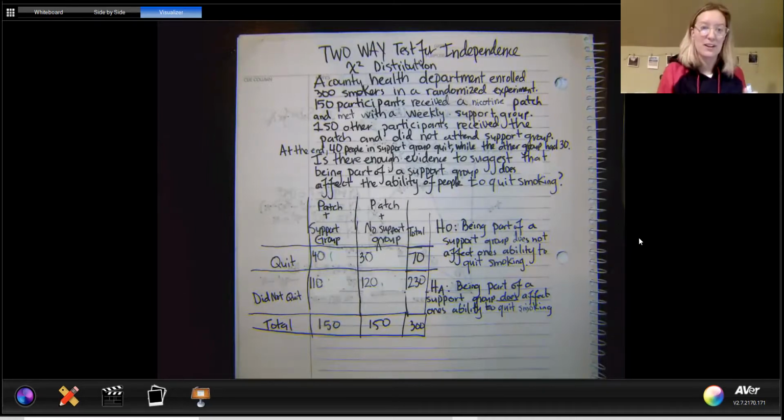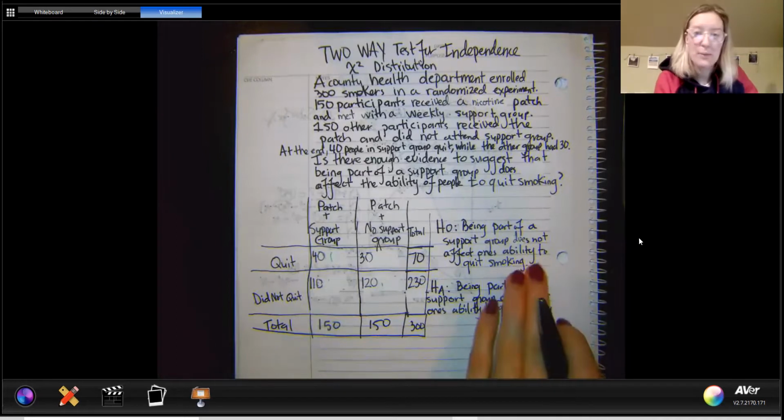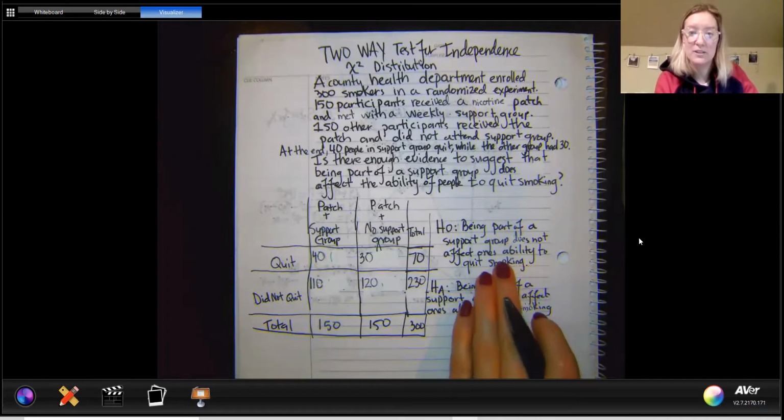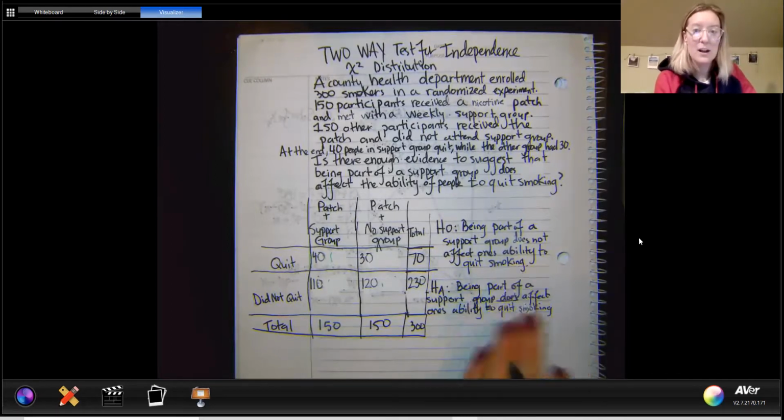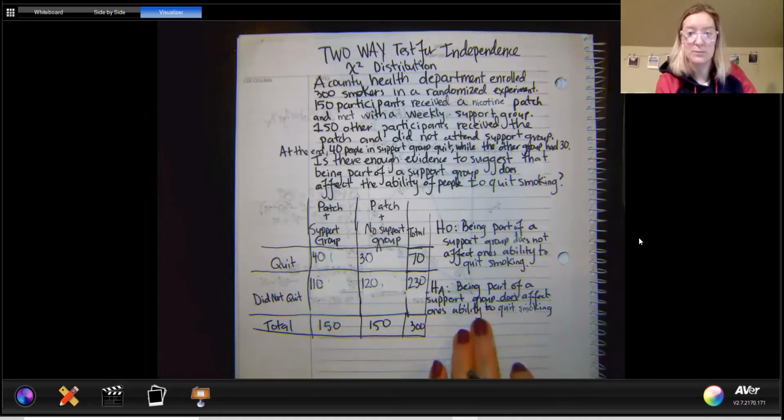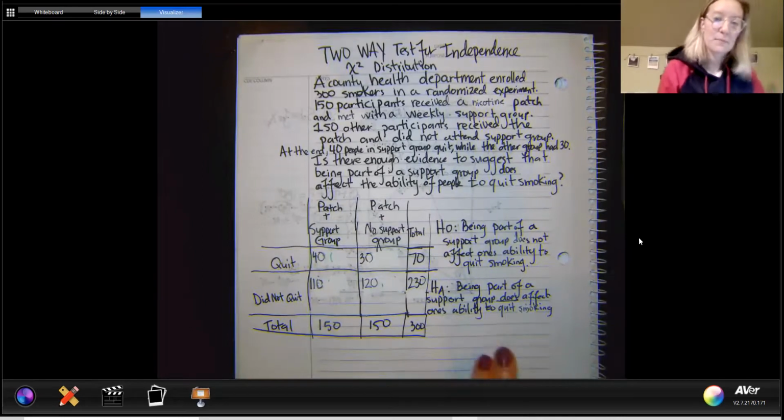So, focusing on our test for independence, when we have two different variables that we're looking at and we've plotted them here in a contingency table, our null hypothesis is going to be that being part of a support group does not affect one's ability to quit smoking. In my null hypothesis, I'm assuming that these two factors or variables are independent and do not affect the outcome of one another. My alternate hypothesis is that being part of a support group does affect one's ability to quit smoking, and that would make these dependent events.